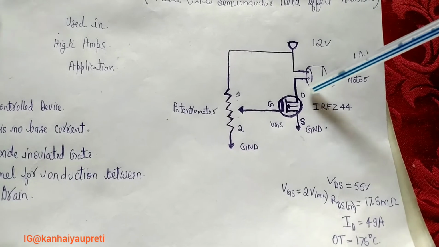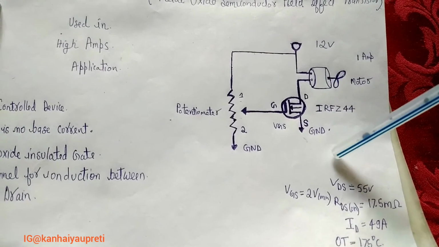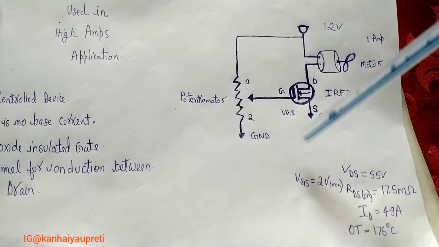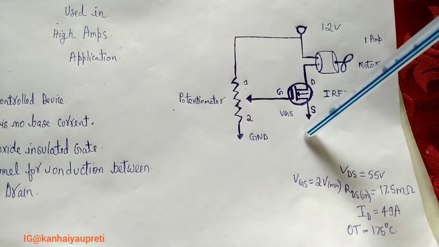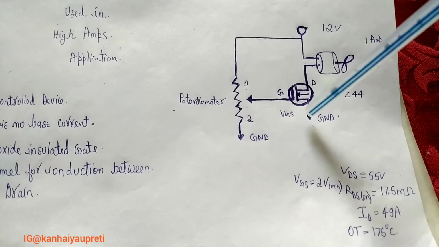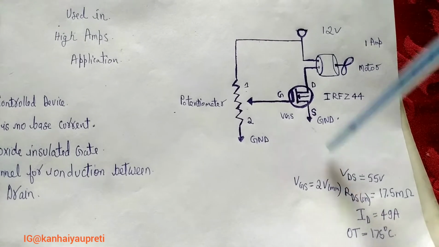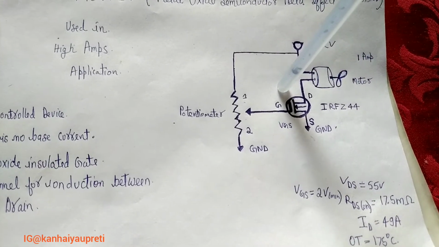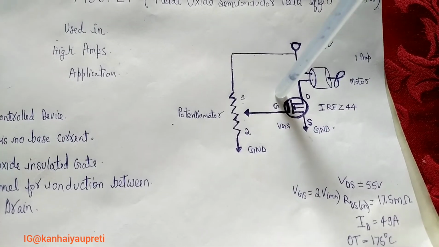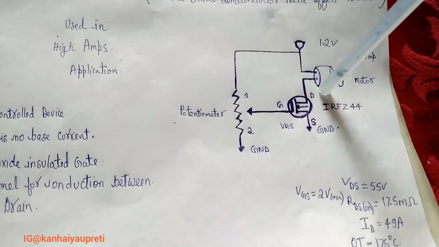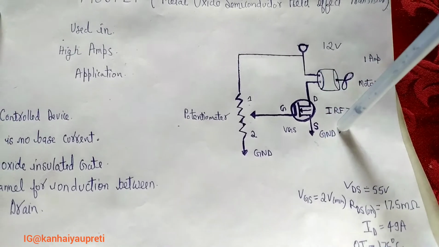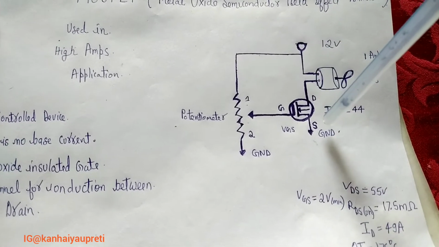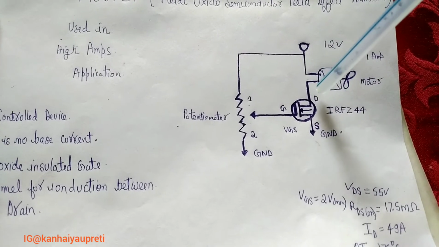Here I have used an IRFZ44, which is an N-channel enhancement type MOSFET. Looking at the data sheet of this MOSFET, I came to know that VGS, the minimum gate to source voltage, is 2 volt, which means that 2 volt is required at the gate terminal of this MOSFET for the current to flow from drain to source. Anything less than 2 volt means that the current will not flow, and the MOSFET will be off.